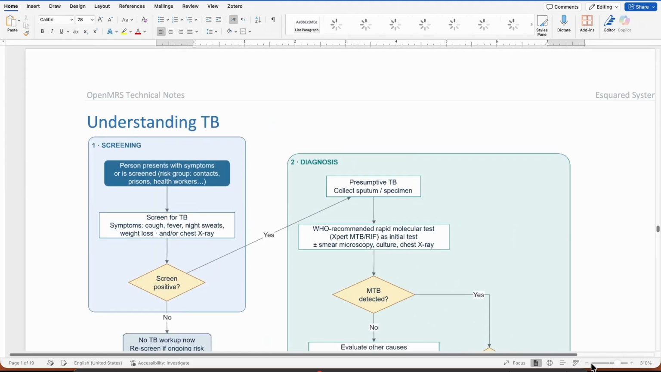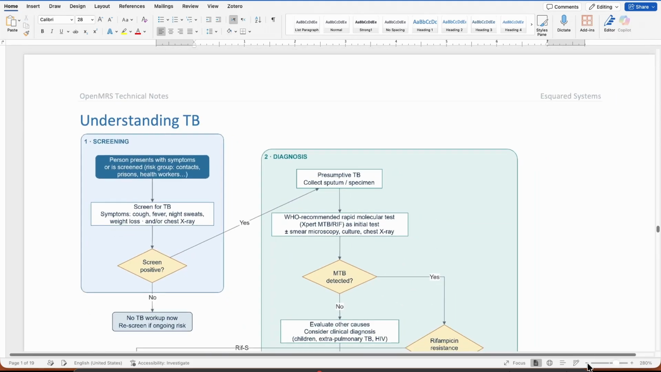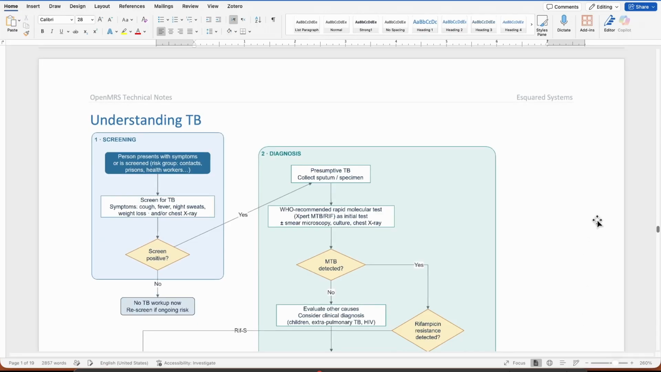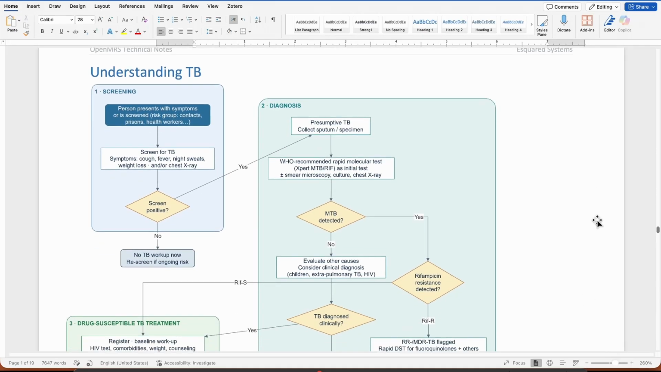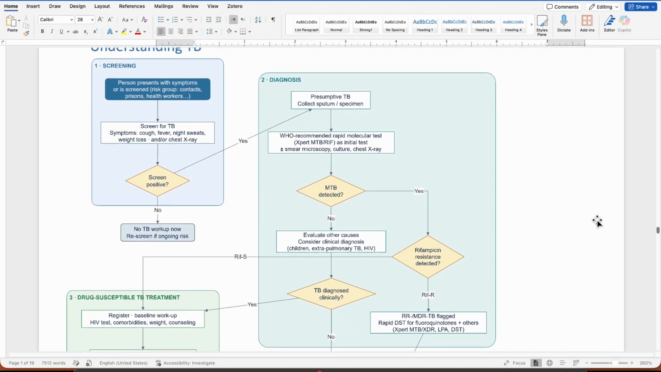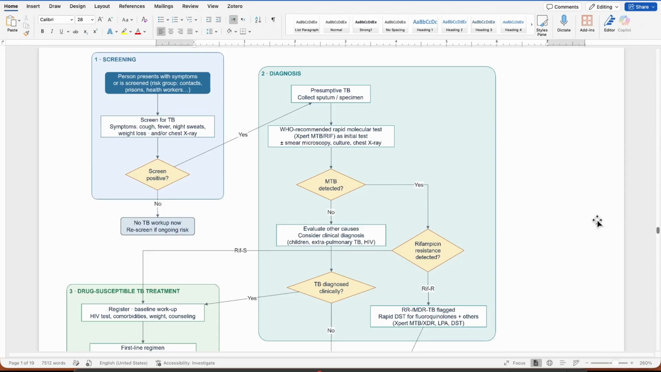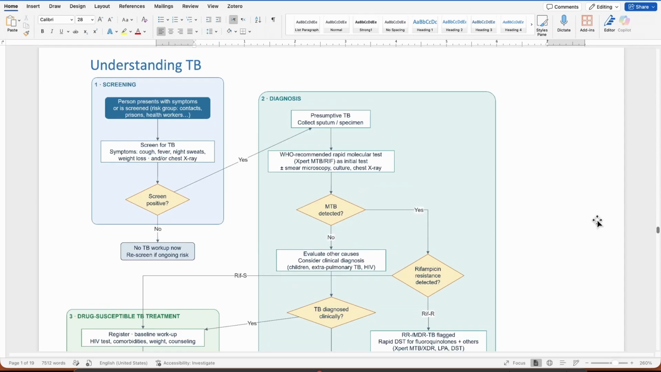Now, this part is explaining the TB program itself, the TB workflow in general. I just wanted to ask you one thing, because my assumption is that whoever is going to be dealing with the development part may not have full understanding of how TB works. So let's understand what TB is.